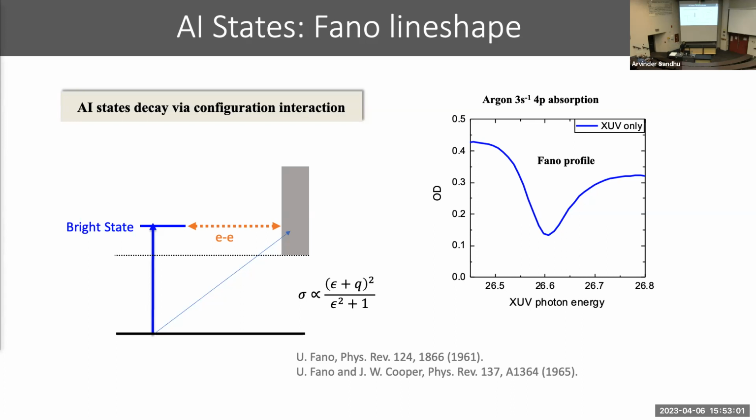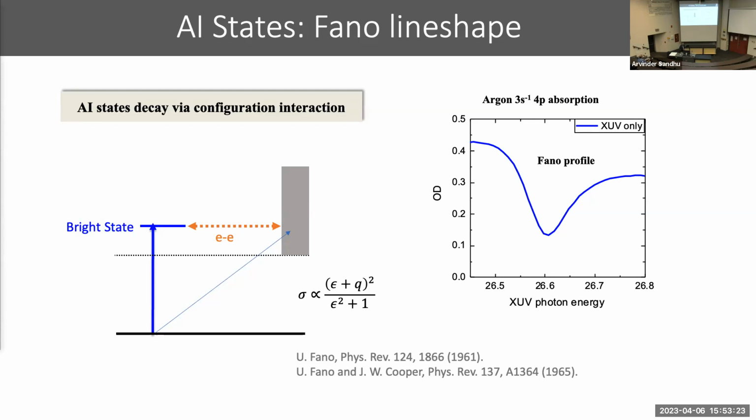He wrote a paper in the 1930s and no one noticed it much. So he rewrote that paper in the 1960s, and now this paper has thousands and thousands of citations. Everyone understands Fano line shapes because of this physics, and they're very common line shapes in condensed matter physics, in all fields of physics.